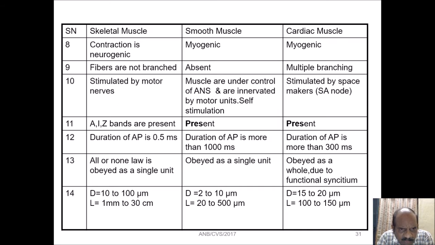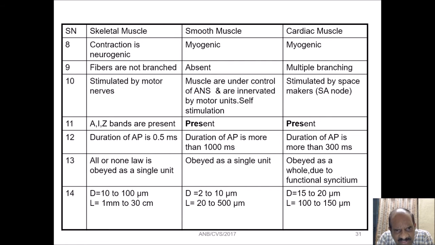Now the duration of the action potential in skeletal muscle is about 0.5 millisecond. That in smooth muscle is more than 1000 milliseconds, and that of cardiac muscle is about 300 milliseconds, or many times you will find that the literature describes it as more than 300 milliseconds.